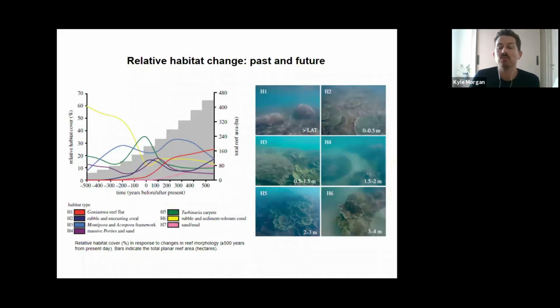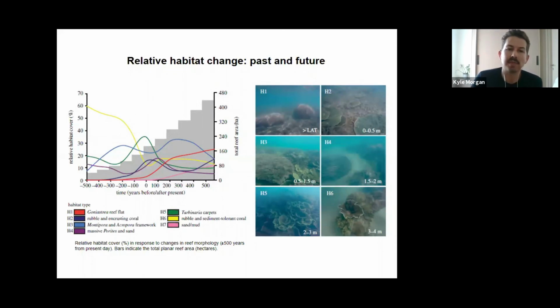So the previous two was showing a spatial interpretation of how these reefs will change both in the past and into the future. And this is compiling all that data to show how dynamic reef habitats can be and how we can see relative dominance changes in the habitat as we go from the past to the present.